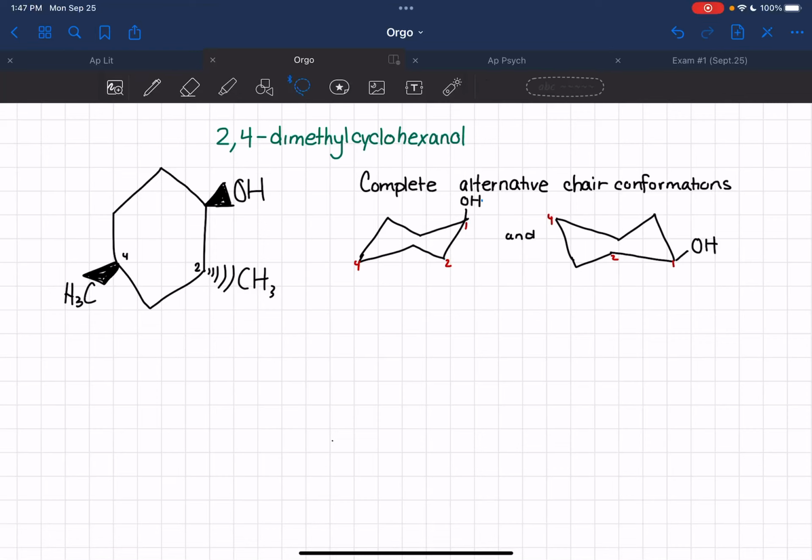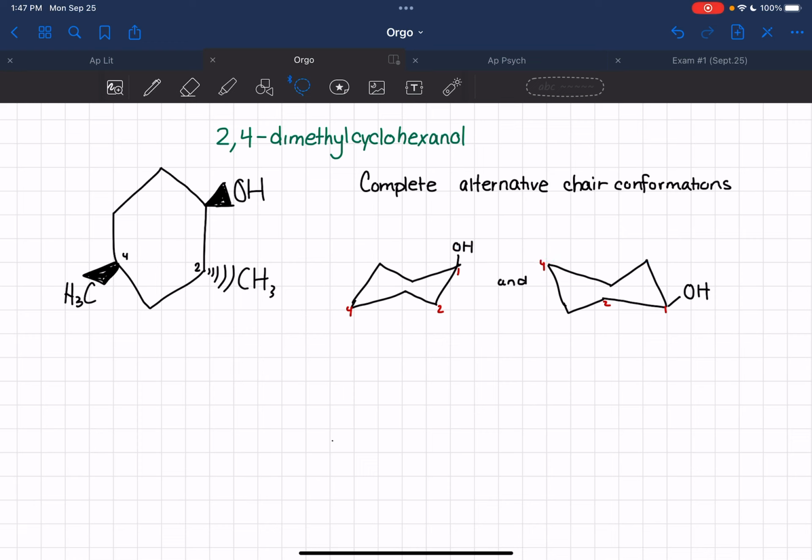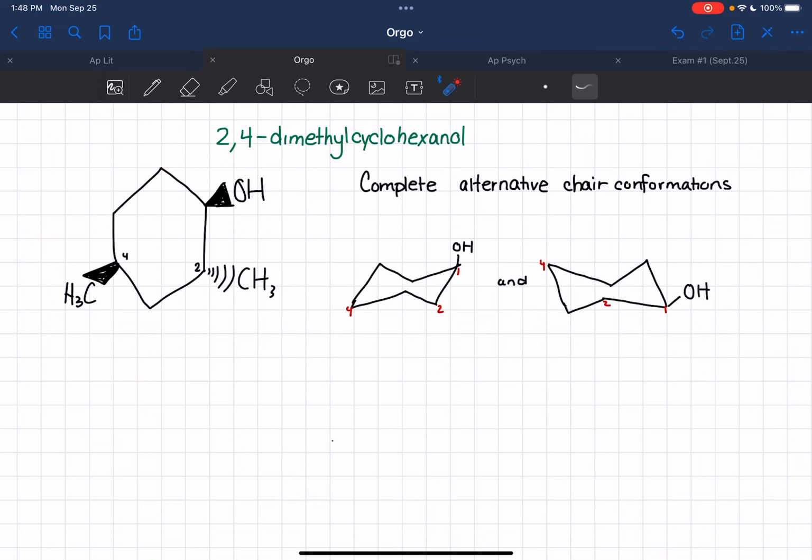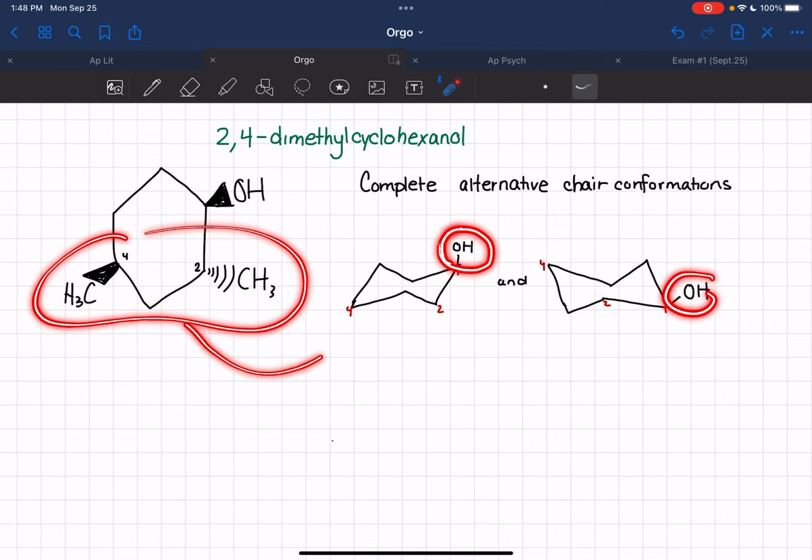Hey guys, so today we're going to be completing the alternative chair conformations for the molecules shown. To go ahead and start, they did give us this and they did give us this. What they're asking essentially is, we notice our hydroxyl group right here. They're asking us to fill in where these molecules would go and what position they'd be in.